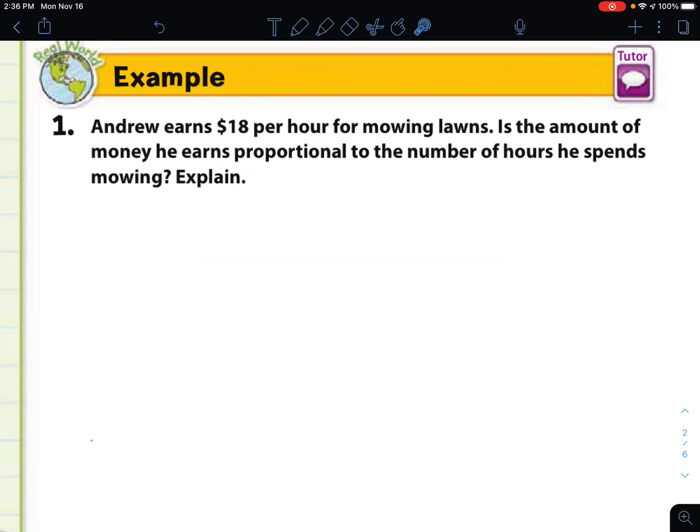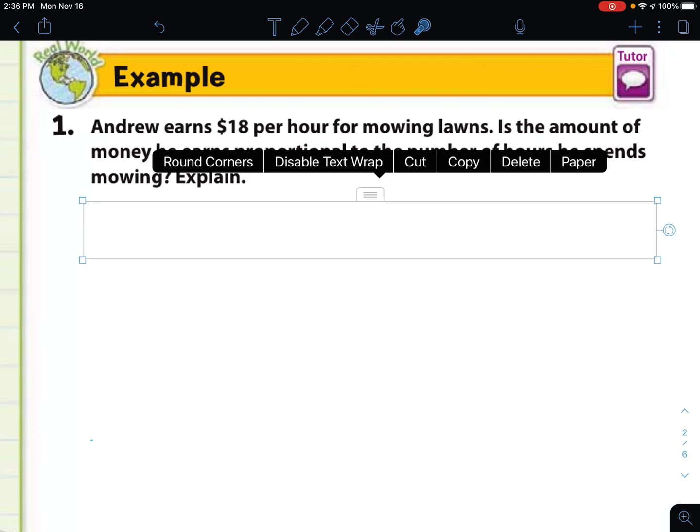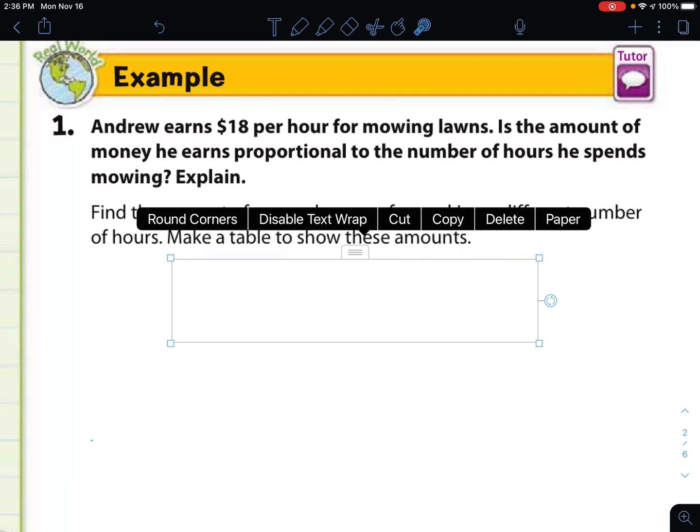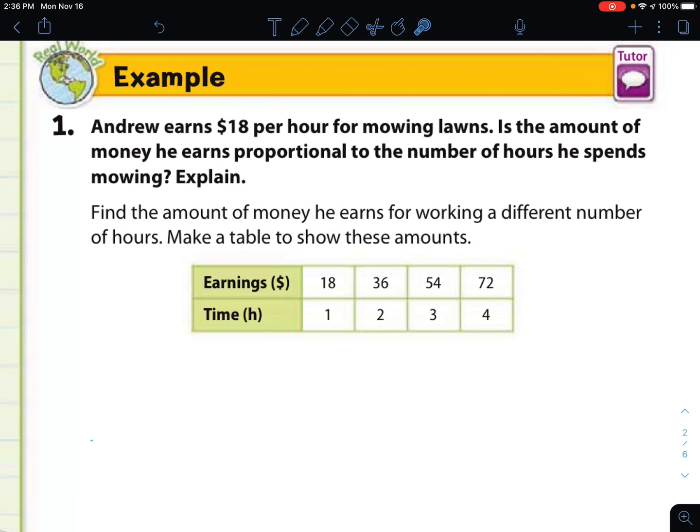So first and foremost, what we need to do here is find the amount of money he earns for working a different number of hours. We need to make a table to show these amounts. And if we create this table, this is what we're going to see. Basically, this is what this table is saying. For every hour that he mows the lawn, he earns $18. That's what it's saying here. $18 per hour for mowing lawns.